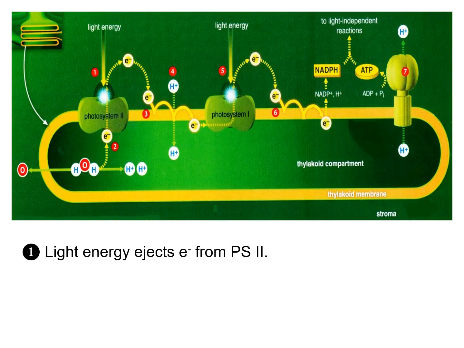This is how the thylakoid membrane embedded with photosystem 2, electron transport chain 2, photosystem 1 and electron transport chain 1 looks like.